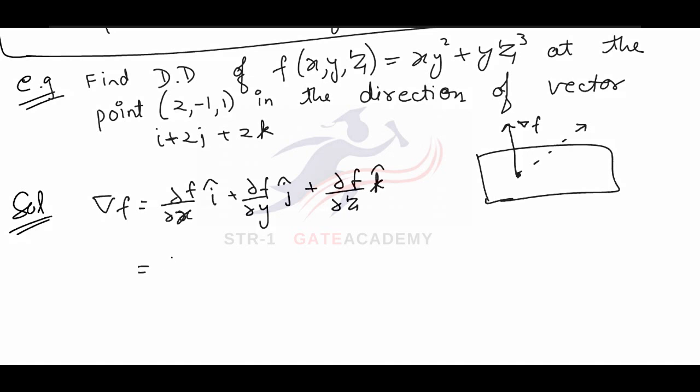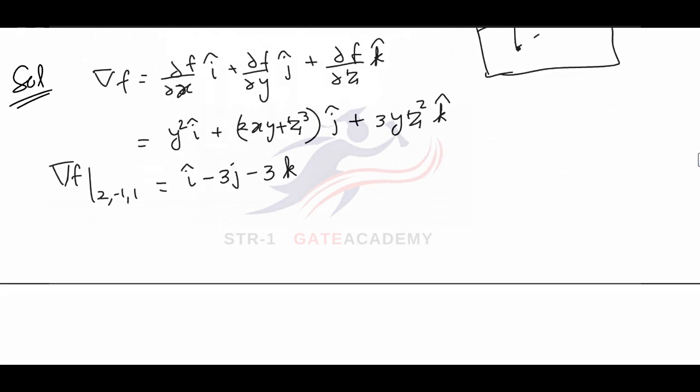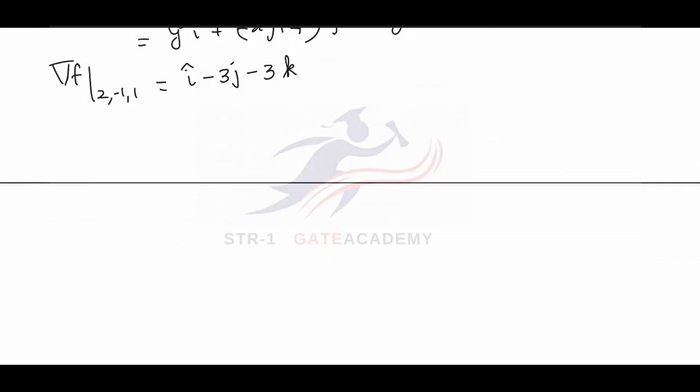It will be nothing but, with respect to x, if you solve it, y square i cap plus with respect to y it will become (2xy + z cube) j cap plus with respect to z it will become 3yz square k cap. Now you find grad f at the point (2, -1, 1). It will be nothing but i, plus... so it will not be plus, it will in fact be minus. So it will be i - 3j - 3k, right? This is the gradient of f, right? Now this is the normal vector basically. Now you want the directional derivative.